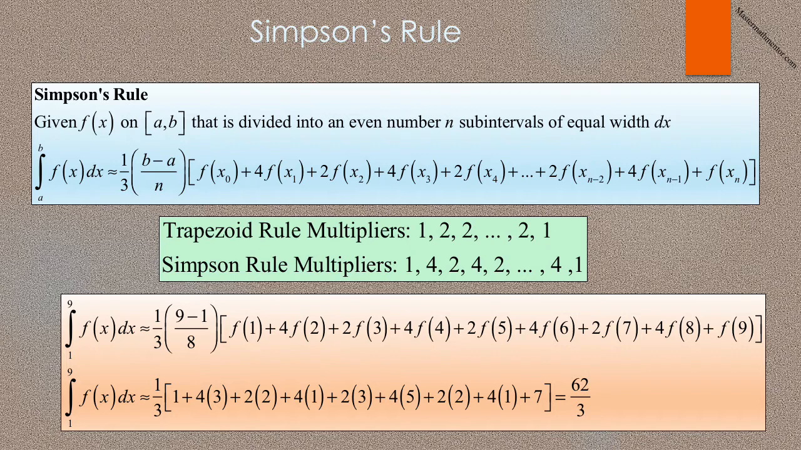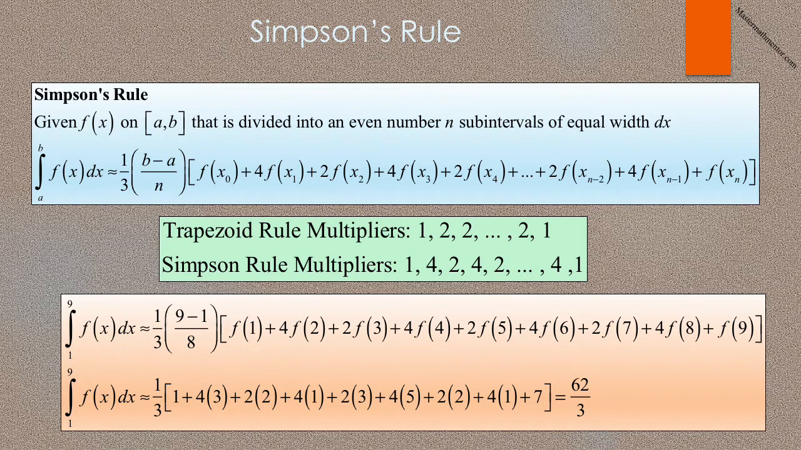So this integral is approximately equal to 1/3 times 1 times 1 plus 4 times 3 plus 2 times 2 plus 4 times 1 plus 2 times 3 plus 4 times 5 plus 2 times 2 plus 4 times 1 plus 7, which is 62/3. The same result that we had previously when we used the 4 parabolas.